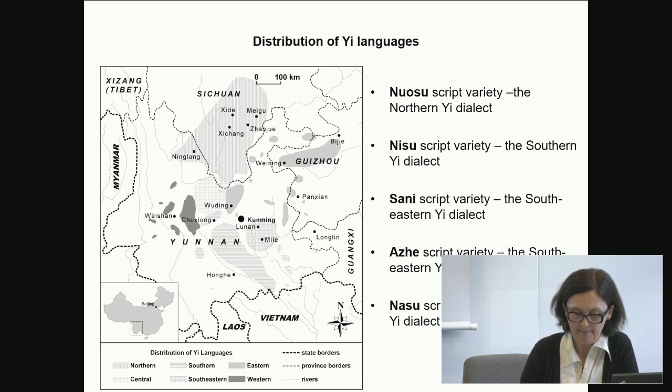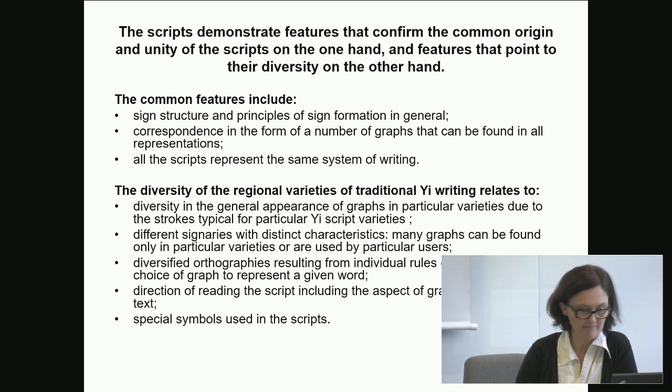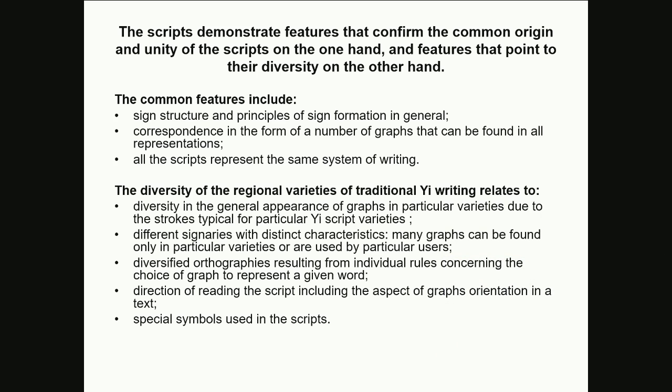And these scripts demonstrate features that confirm the common origin and unity of these scripts on the one hand, and features that point to the diversity on the other hand. The common features include sign structure and principles of sign formation in general, correspondence in the form of a number of graphs that can be found in all representations. Besides, all the scripts represent the same system of writing.